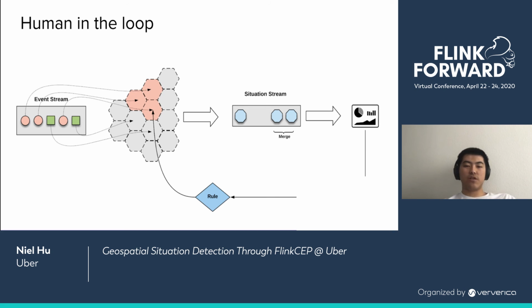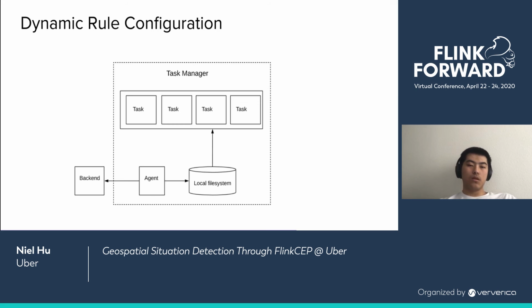This is very important. Through a negative feedback loop, we ensure that human expertise and our CEP pipeline can be combined to produce valid results. When the user decides to adjust the rule or the model, you have to do this in real time without restarting the whole cluster.